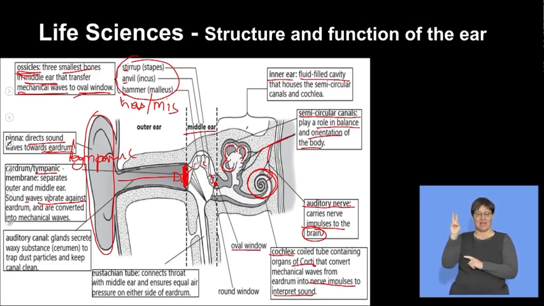The Eustachian tube that goes down here connects the throat with the middle ear and ensures equal air pressure on either side of the eardrum.